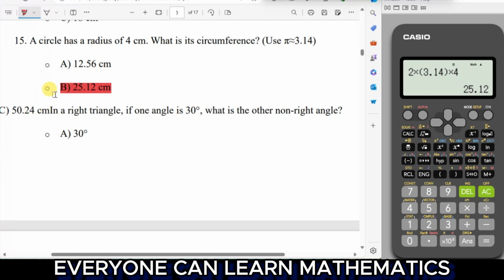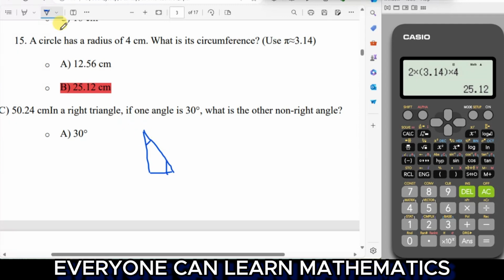Now the next question says that in a right triangle, if one angle is 30 degrees, what is the other non-right angle? When I talk about the right angle, it forms an angle of 90 degrees. So if here is the 30 degrees, then what will this place be?